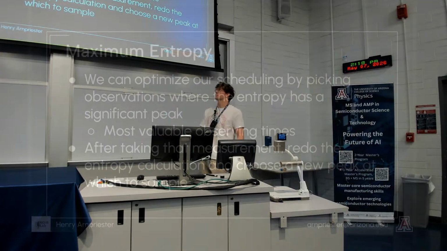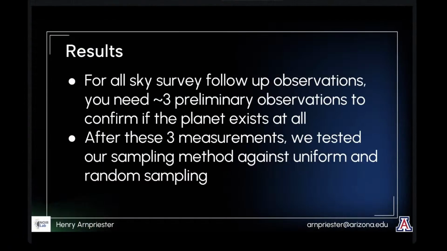and get a good guess at the parameters. Just a quick note: for any follow-up observation, you need 3 preliminary observations first, because otherwise you don't know if that influx could be from something like wind darkening or just random star variations. So every single time you do a follow-up observation, you have to do 3 preliminary observations to confirm if the planet exists at all.